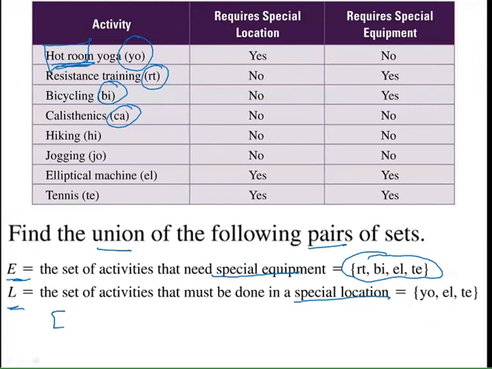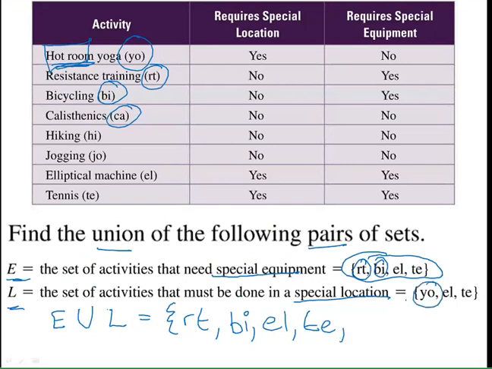So the union of set E and set L is going to be every element of both of them. So I'm going to say RT, BI, EL, TE, and then I'm going to write the ones that I haven't written yet, like I haven't written YO. But I've already written EL and I've already written TE, so I don't need to write them again because they end up in both of them. So you write every element one time, and that is the union of the two sets.